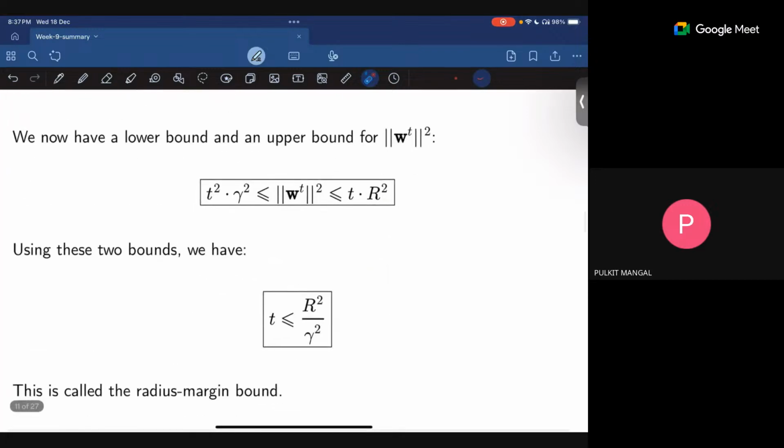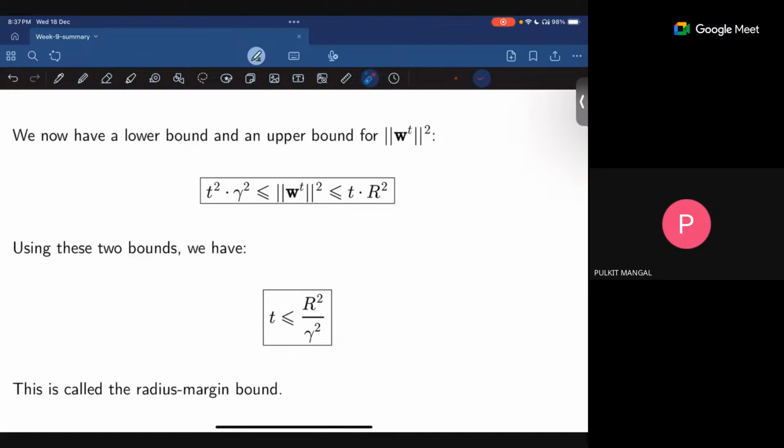Okay, and from that we will get T is less than or equal to R square by gamma square. R is the ball, you can say, in which all the data points will lie, and gamma is the margin. Again, I'm saying that it is not necessarily true that the perceptron will make this many mistakes for sure. It can terminate way before that also. This is just the bound, and from this we can conclude that for a data set which is linearly separable with some positive margin, the perceptron algorithm will always converge. And this bound is called the radius margin bound.